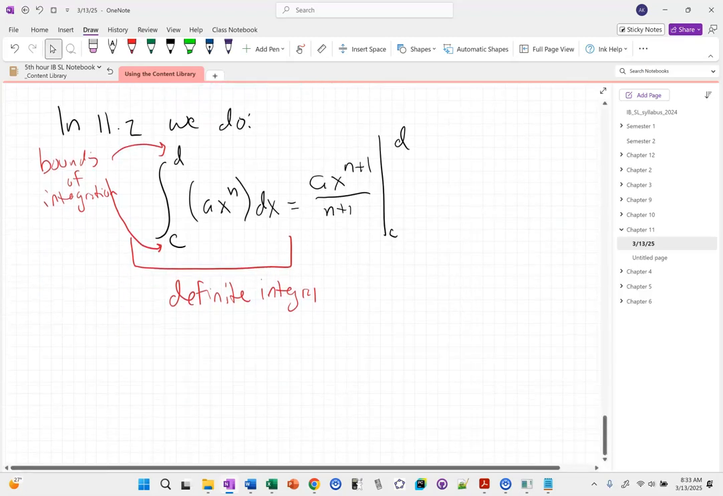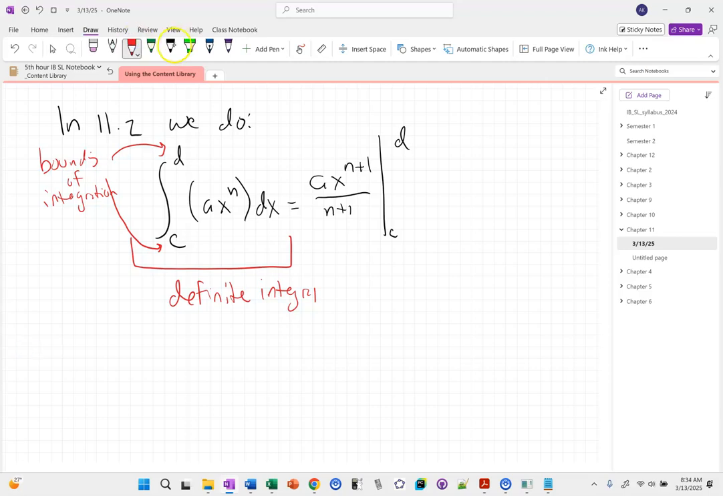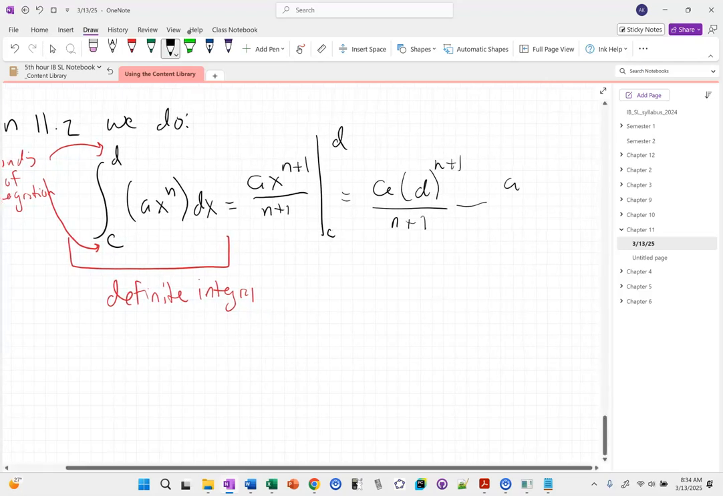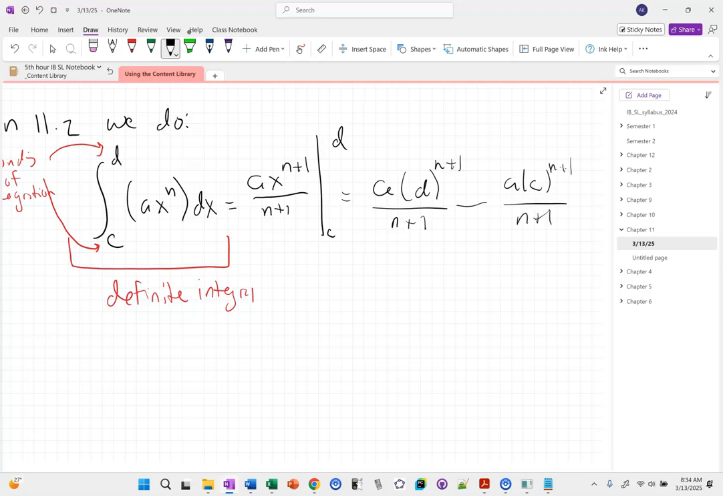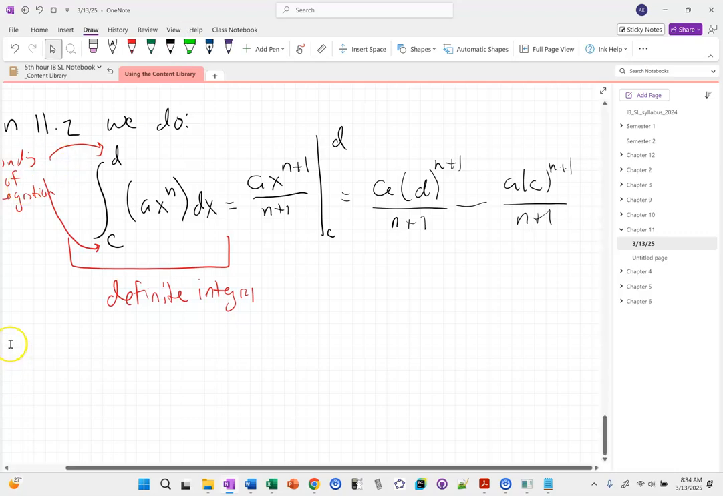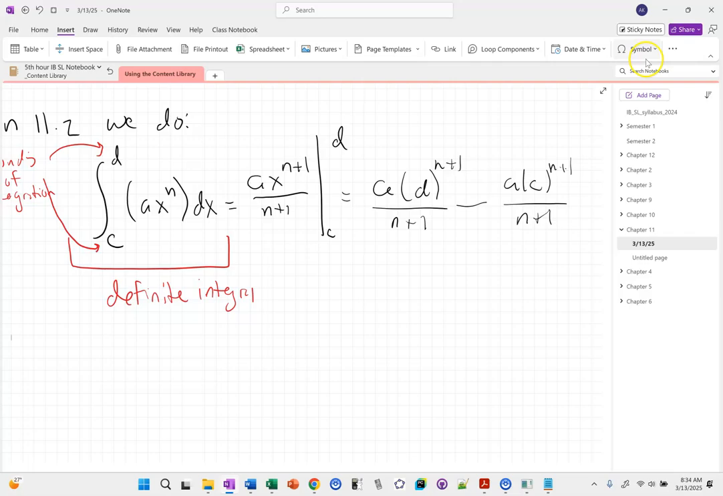So let's look at doing this in practice. What this piece at the end means is you're going to plug in the upper bound and then plug in the lower bound and subtract them. Everybody okay there? Let's do some numeric examples here.